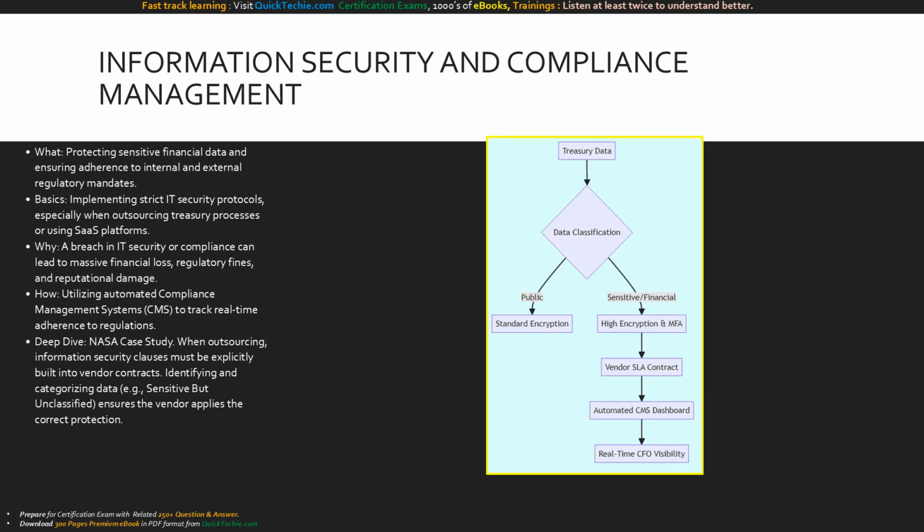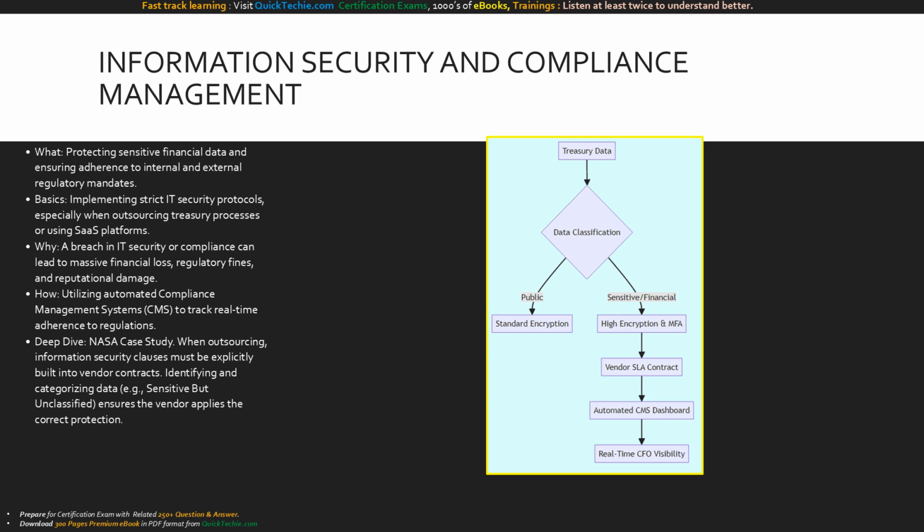Operational efficiency must go hand in hand with information security and compliance management. What are we doing here? We are protecting highly sensitive financial data and ensuring we meet all regulatory mandates. The basics require implementing ironclad IT security protocols, particularly when you use cloud-based SaaS solutions or outsource back-office treasury functions. Why? Because a data breach or compliance failure can result in devastating financial losses and severe reputational damage. How do leading firms manage this?